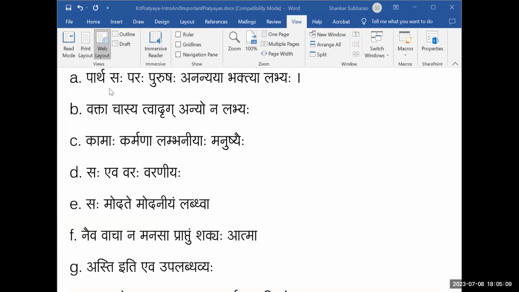Okay, so Partha, Sapara, Saha, Paraha Purushaha, Ananya Bhaktya Labhyah. Now we want to analyze this. So volunteers can start. Raise your hands and we will look at it together. Yes, Harsha. Where will you begin? Labhyah. Good. Labhyah. So what is Labhyah?